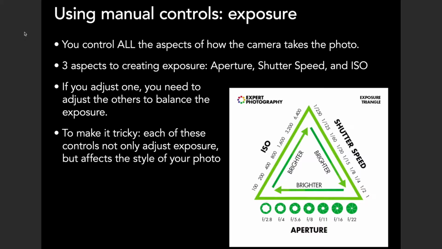For example, if I make my aperture brighter, I need to make either my ISO or my shutter speed, or both of them, a little bit darker in order to get a good exposure. And conversely, let's say I make my shutter speed darker, then I need to make either my ISO or my aperture brighter to get a good exposure. So it's a balance of all these things. And to make it even trickier, each of these things is not just adjusting the exposure, but they all affect the style of your photo as well. So there are two things that each of these changes in your photograph when you change the setting.